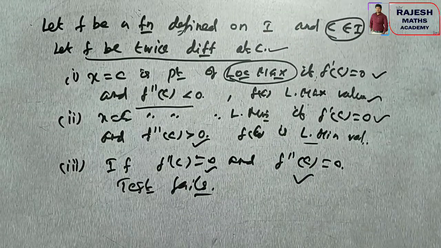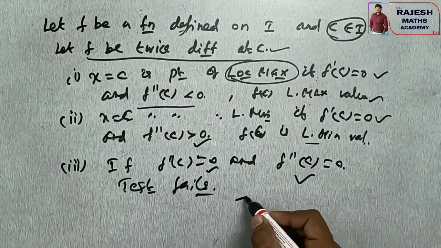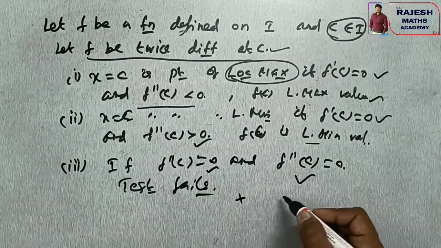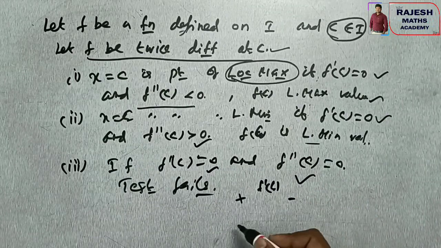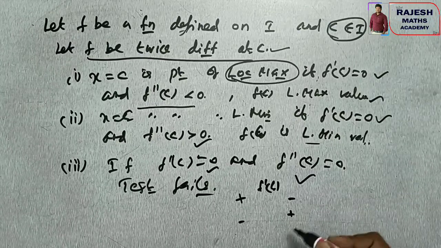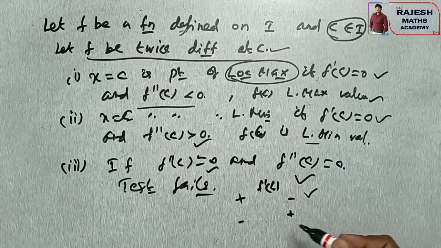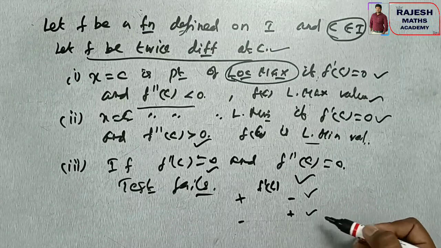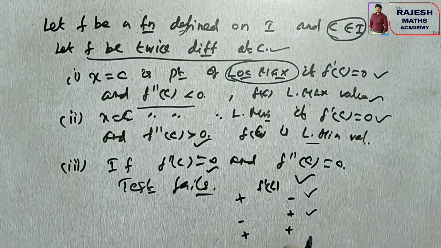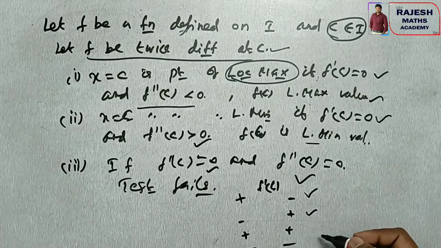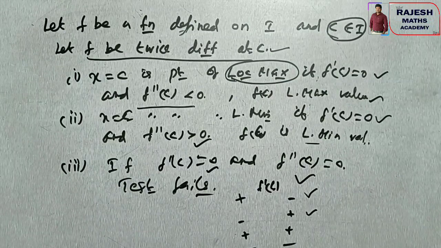In that case, we have to go back to the first derivative test and check whether f dash of c is changing from positive to negative or not, or negative to positive or not. If it is changing from positive to negative, that is a local maximum. If it is changing from negative to positive, that is a local minimum. If it is not changing, that is, both sides are positive or both sides are negative, that is a point of inflection. Clear? Now we will move to the exercise problems.